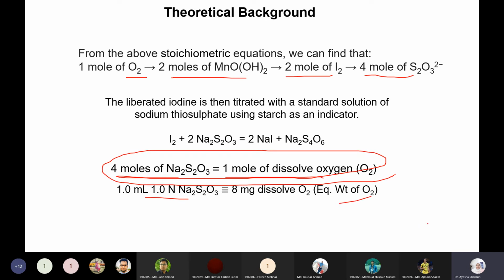And also, how many electrons does oxygen take? 2 electrons, right? Per oxygen atom takes 2 electrons, so the oxygen molecule will take 4 electrons. Am I right? So to find the equivalent weight, you have to divide the oxygen's formula weight by 4. So from that, you will find this relationship. You can try to find out this.